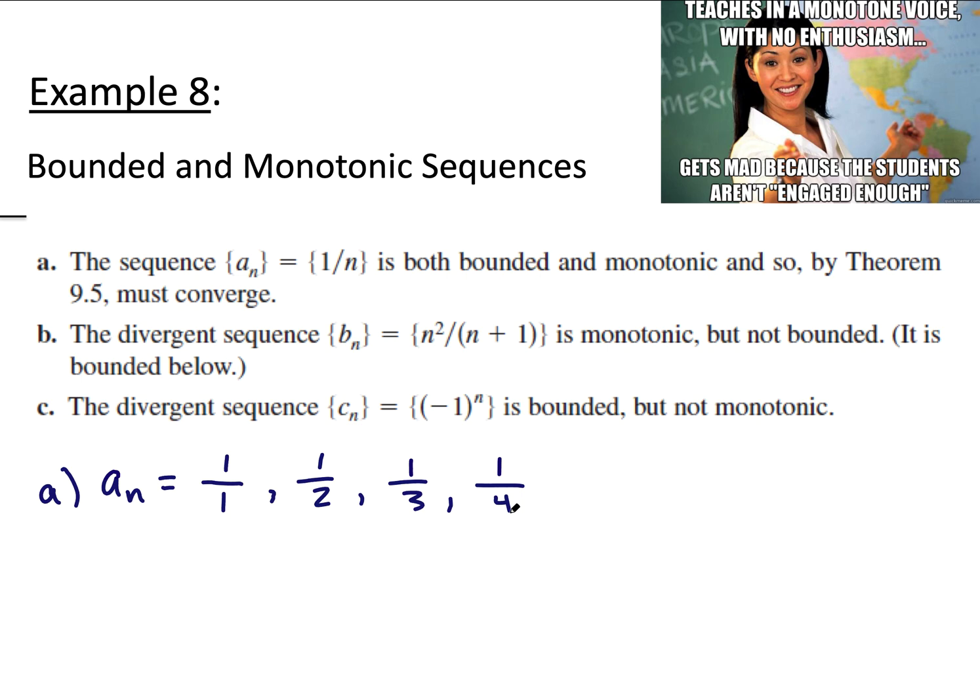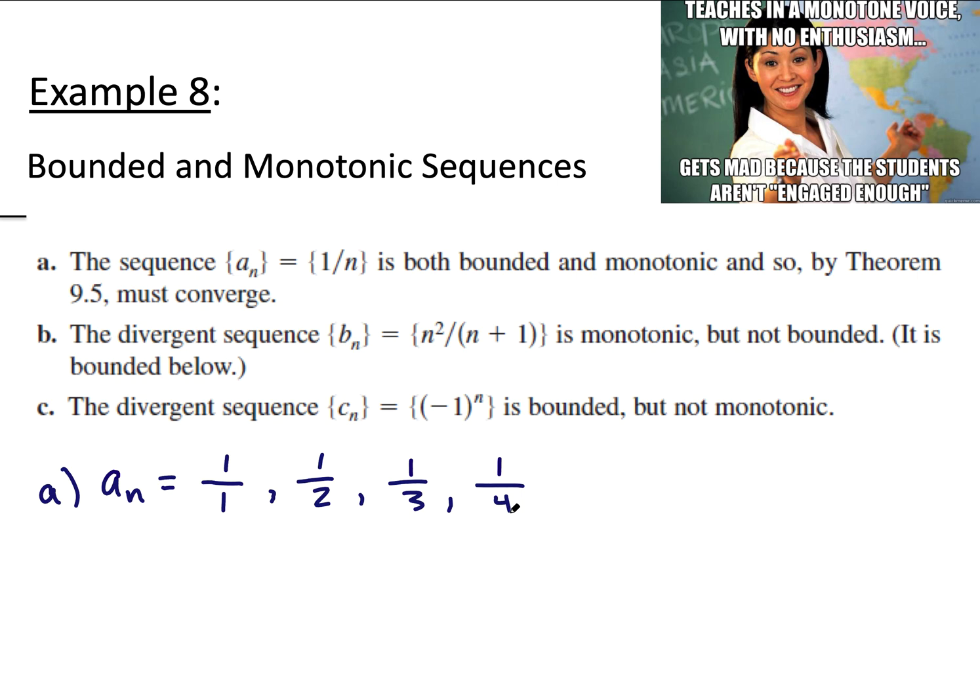You could do something very similar for B. You can plug in some values. You'll see that it's monotonic, but it's not bounded both on the top and the bottom. It would be bounded below, but not on top. So for that reason, you couldn't say anything about it converging because it doesn't meet the criteria. It's got to be bounded and monotonic.